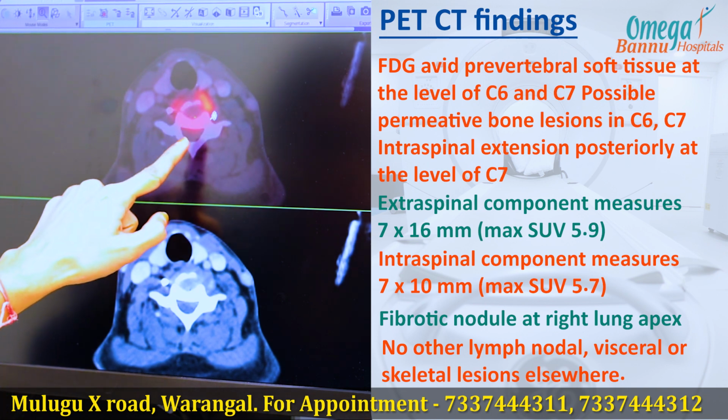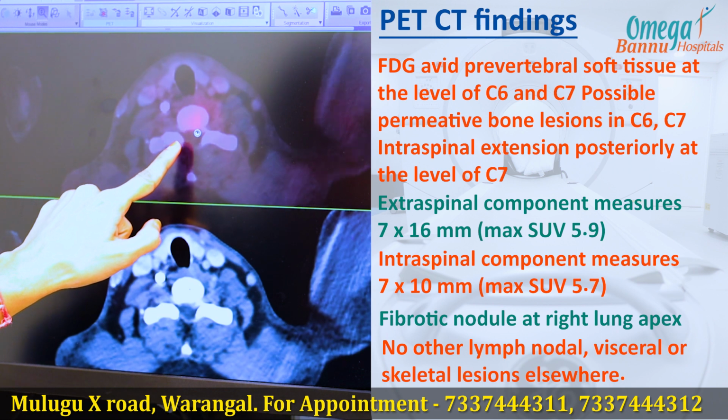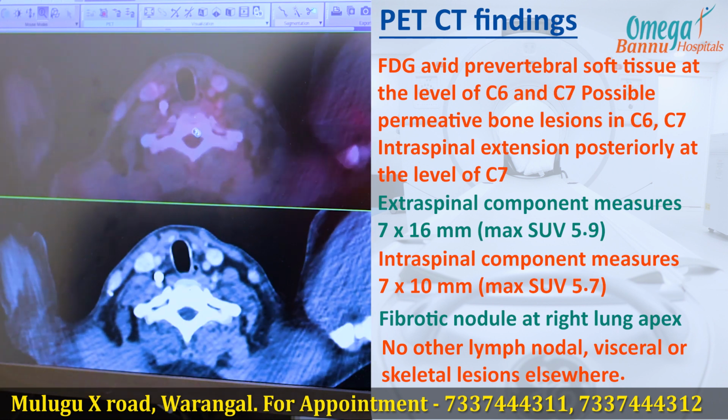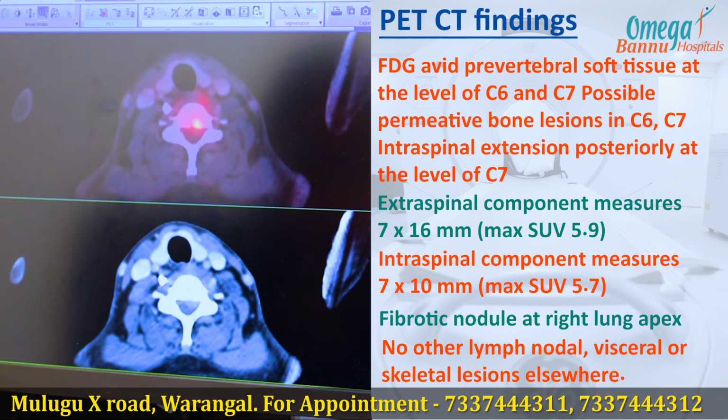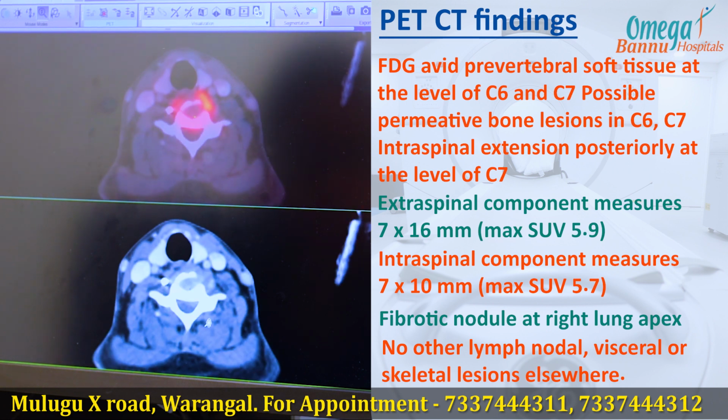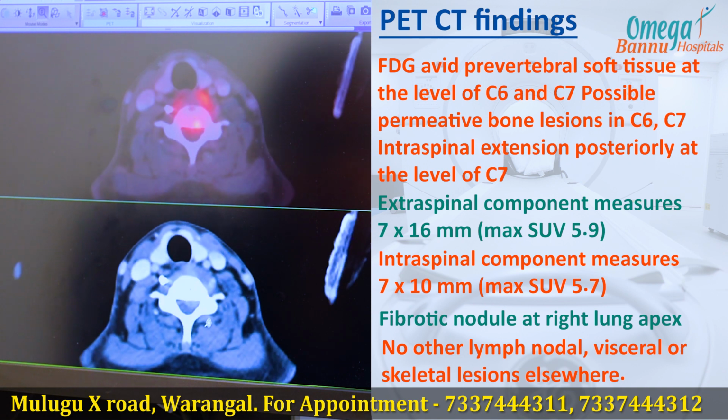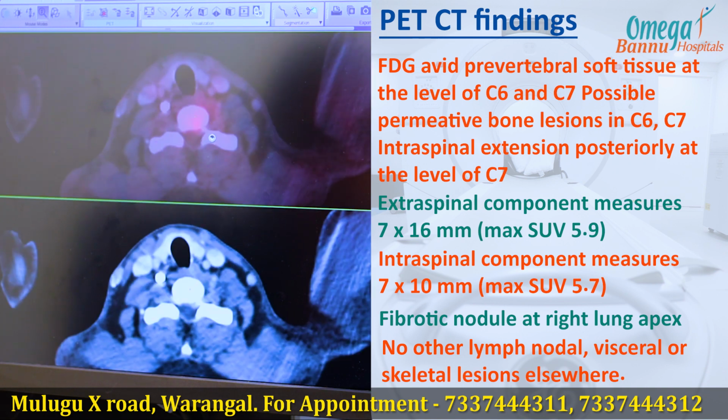So moving on to the transaxials, we see an ill-defined soft tissue in the prevertebral region at the level of C6 vertebra, extending to the C7 with an intraspinal component, a subtle enhancement over here, with permeative bone lesions in adjacent C6 and C7.